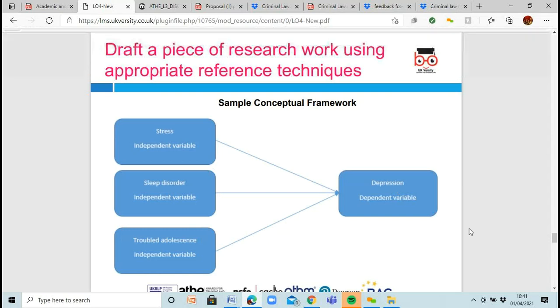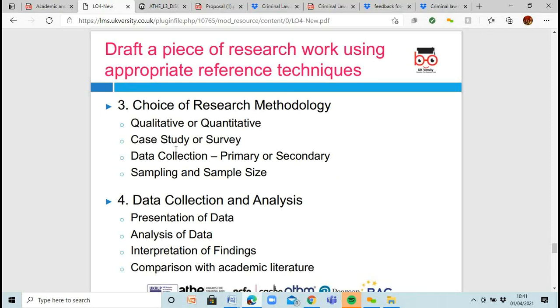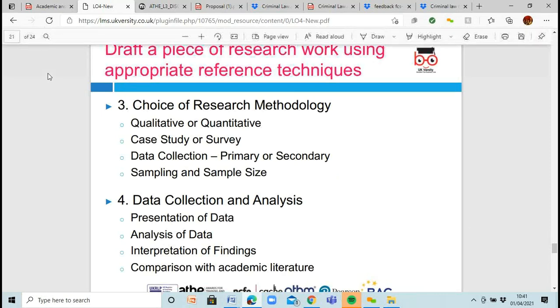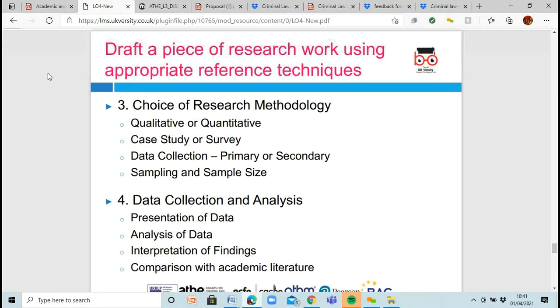And remember, when you're doing your research project, you're welcome to add in images and charts and graphs that have already been created if they're suitable for your project. Then we're going to do the third heading, which will be choice of research methodology. So are you going to do qualitative or quantitative?